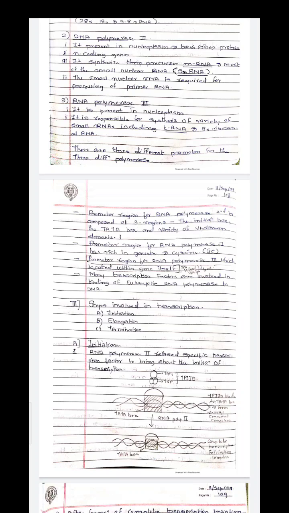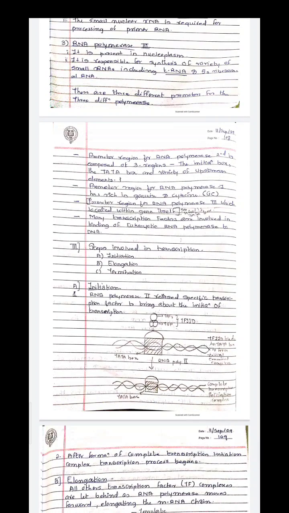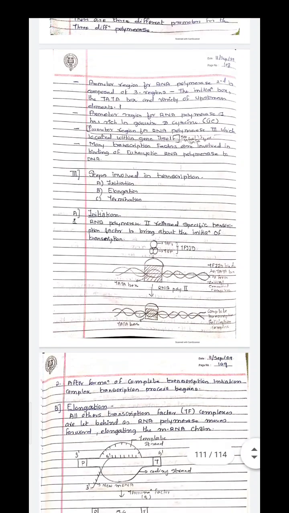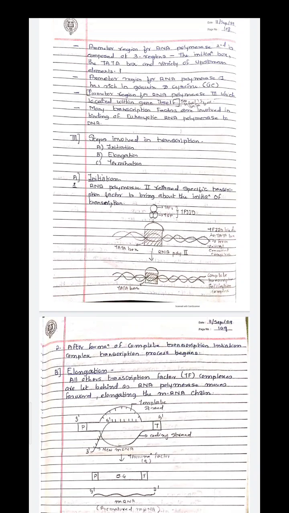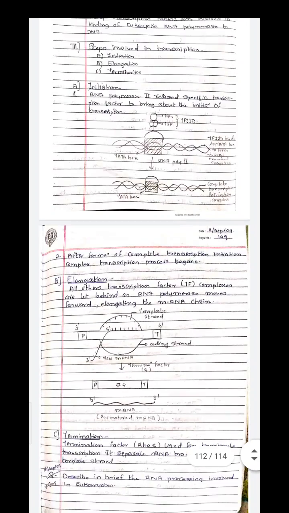Then the steps involved in transcription: initiation, elongation and termination. At the initiation stage, RNA polymerase first binds with this DNA molecule. Then in the elongation, these transcription factors start to synthesize the new mRNA. Then at the termination, after adding the termination factor, that is Rho factor, this premature mRNA will be separated from the template DNA strand.